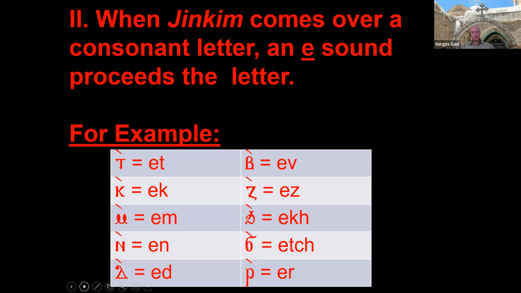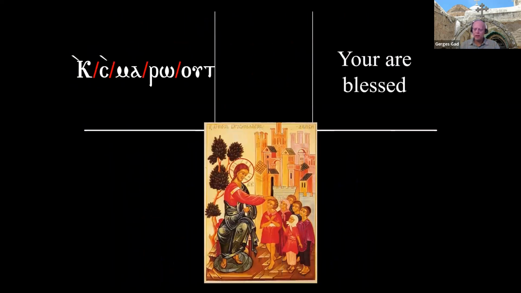So that's the rule when it comes on a vowel. Now, if it comes on a consonant, so all of the other letters, we don't have to pronounce it by itself, but it puts like a small E sound in front of the letter. For example, if we have a jinkim on the tav, we pronounce it it. On the kappa, it would be ik. On the mei, im. On the n, en. Ed, ev, is, ech, itch. You get the idea, right? So you just put like a small E sound before the letter.